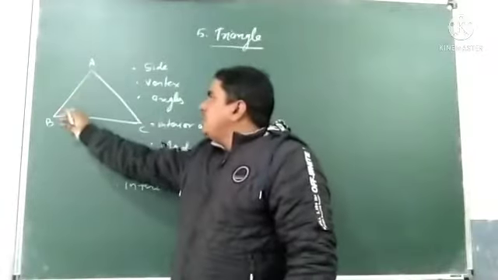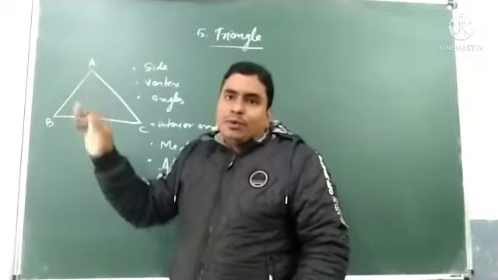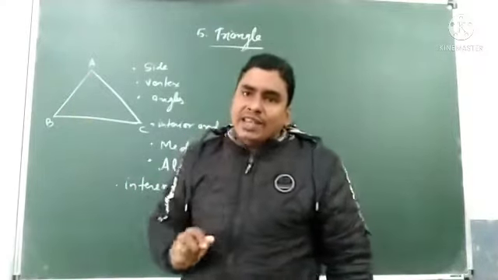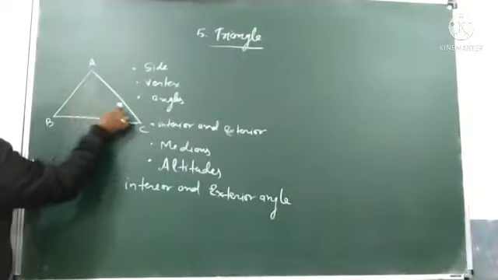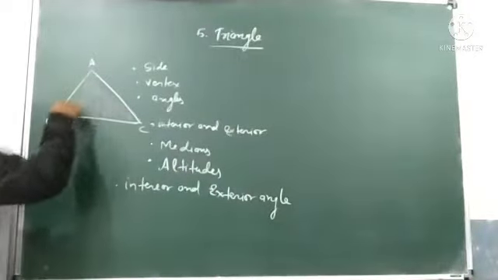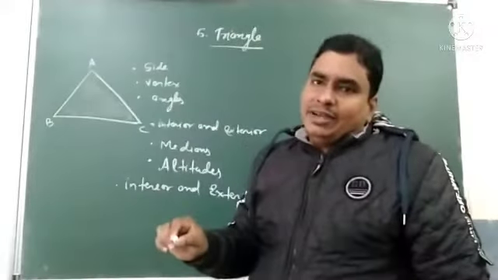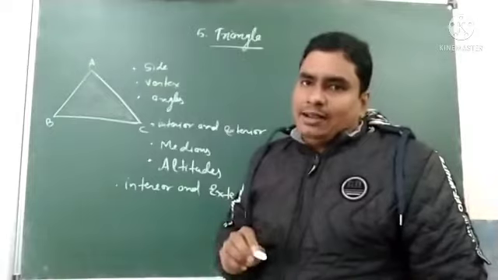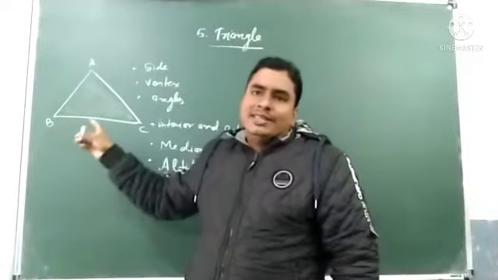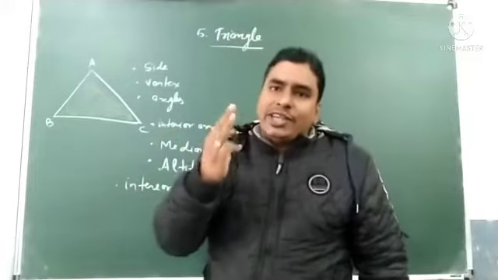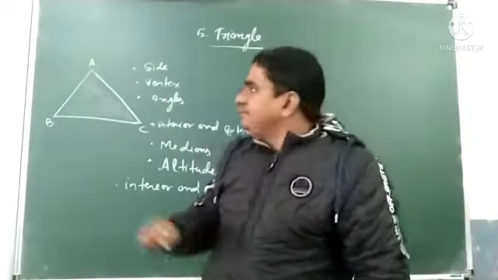A plane closed region or portion bounded by three straight lines or line segments, that is called a triangle. Is it clear? A plane bounded region bounded by three straight lines is called a triangle, a two-dimensional figure.